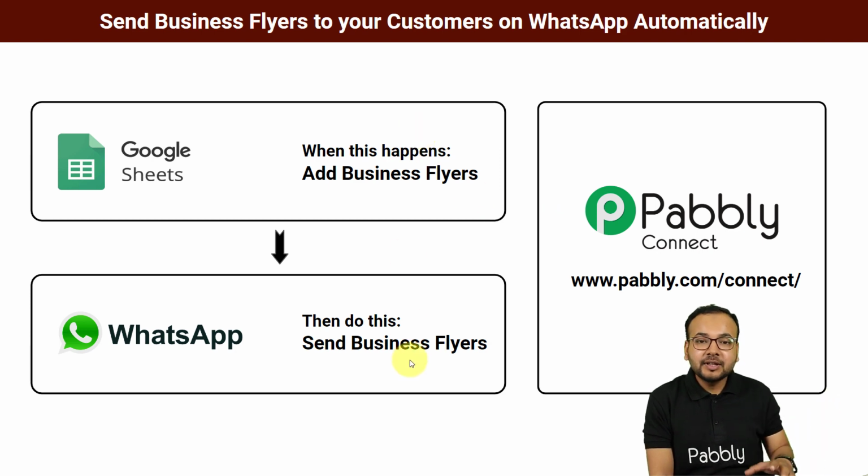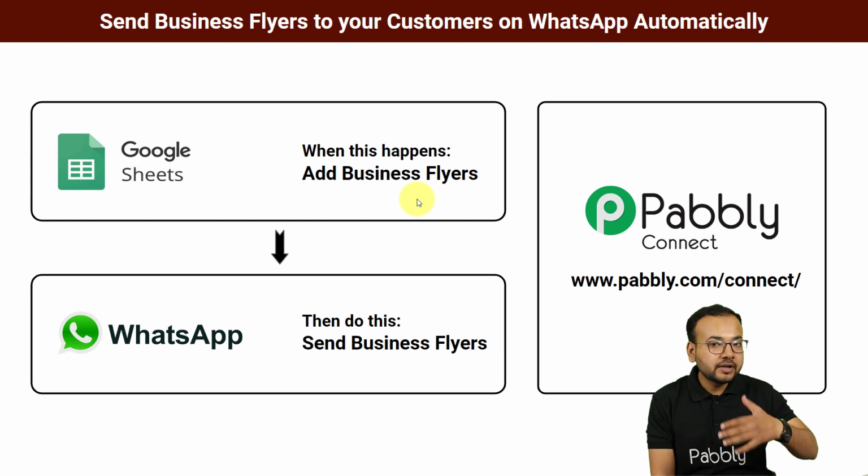So guys, this will be the flow of this automation. Here I have used Google Sheets application in which I have added the business flyers URLs. Okay, so here you have to create business flyers and add the download links and the URLs of the flyers in rows. And as and when you add the business flyer in a row, a message will be delivered to all your customers at a time on WhatsApp with the business flyers link. Okay, this is going to happen automatically, guys.